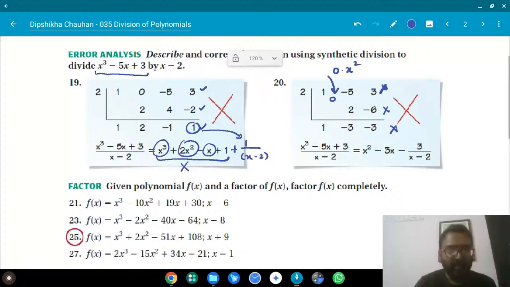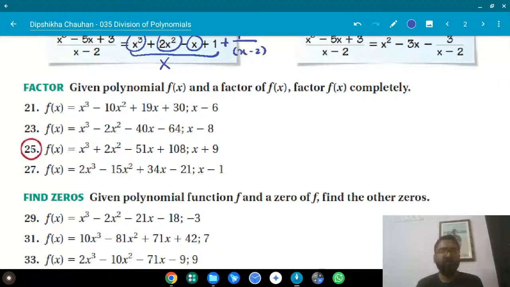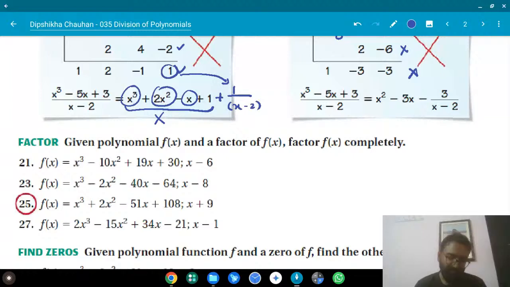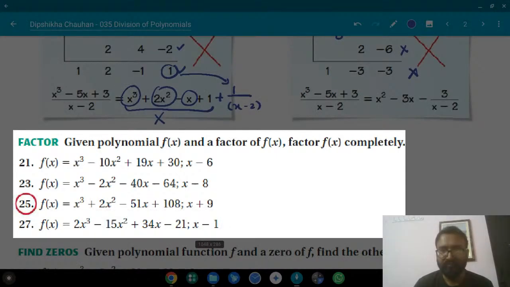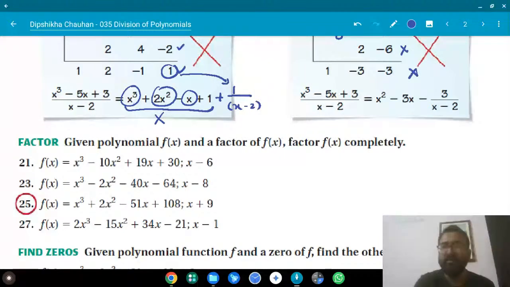Next, factor. Given polynomial f of x and a factor of f of x is given, divide completely. So whenever the remainder is 0, we can write the dividend equals quotient into divisor. So I'm taking problem number 21, x cube. I'm taking these two problems here, and take it aside.